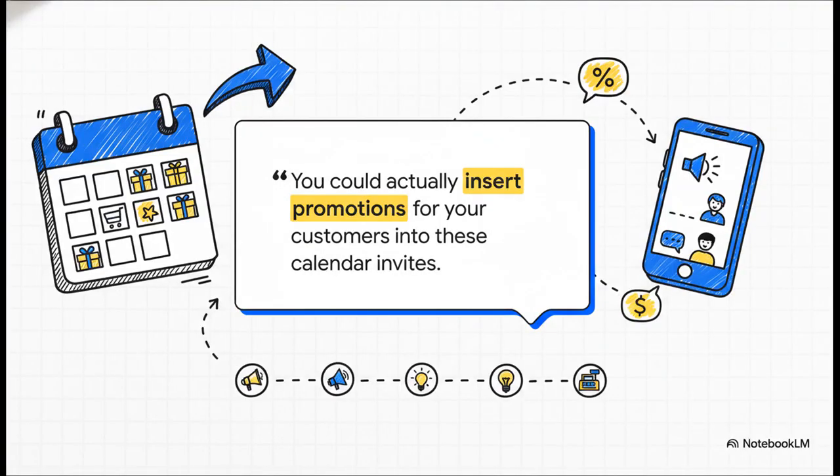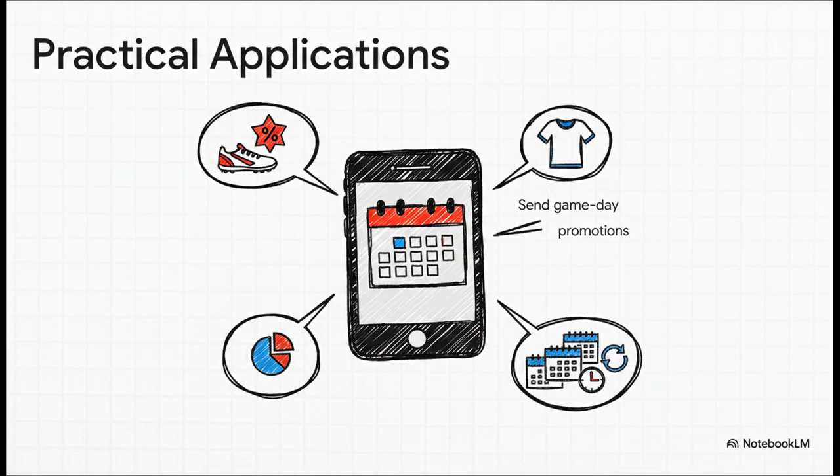Because you own this communication line, you can place more than just a date and time inside that calendar entry. You can literally place promotions right onto your customer's personal agenda. I mean, just think about the possibilities here. A sports team could embed a sponsor's offer, like a discount from Nike or Jimmy John's, directly into the game day invite. It's not some banner ad they learn to ignore. It's a useful offer attached to an event they already care deeply about.